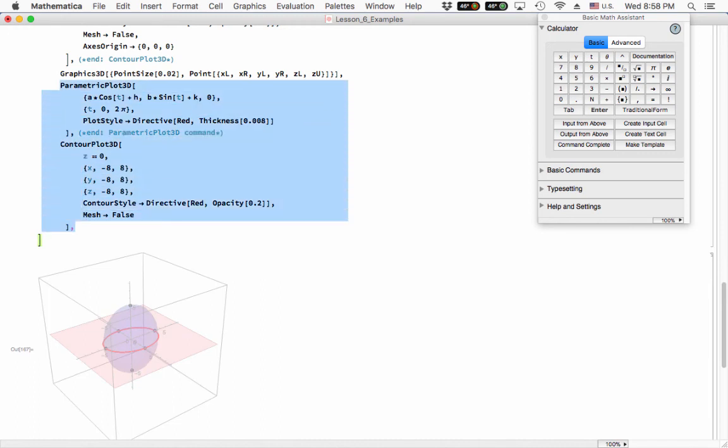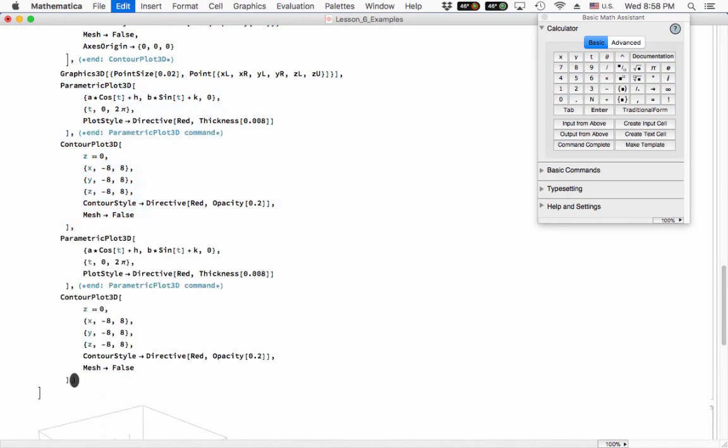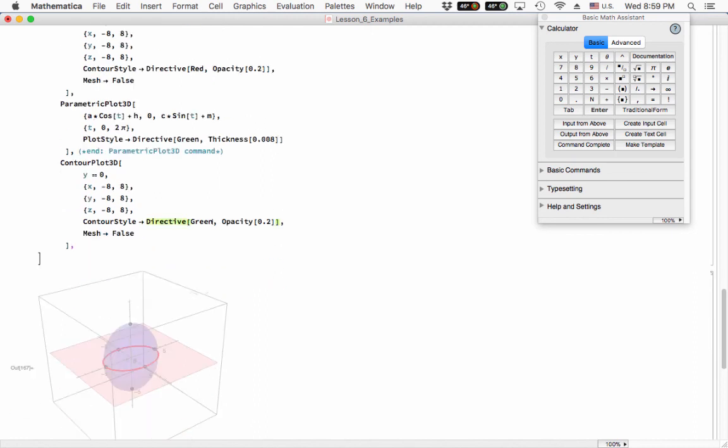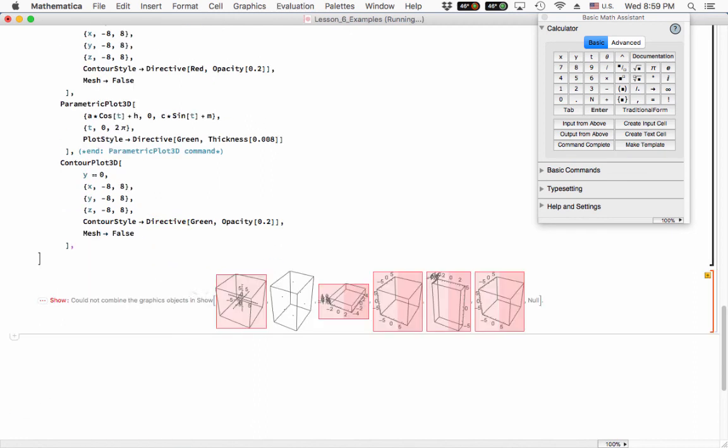Let's go ahead and switch over to the XZ trace. And what we said in the XZ trace, so I literally just copied the two, parametric plot 3D and contour plot 3D. We said that the XZ plane had a y coordinate of 0, and it had a z coordinate c times sine of t plus m. And then instead of doing red, maybe let's do green, just to make it look different. And then here, the equation for this one, we would have y equals 0, since it's the xz plane. And then we'll do also green on this one. So literally, it's the same two commands. It's just done with different equations.